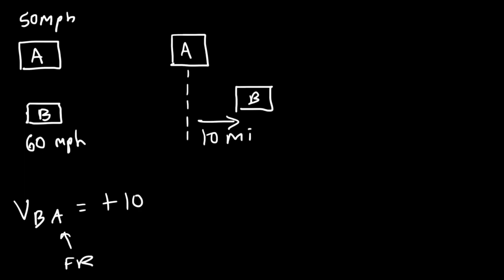So if you're a person on train B and you're looking at someone on train A, to you, it's going to appear as if you're moving 10 miles per hour faster than A.